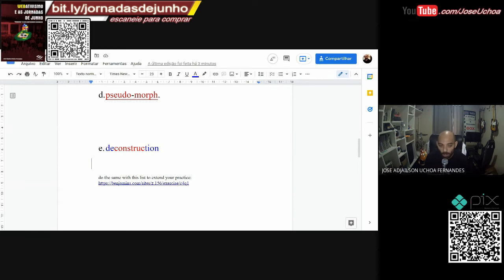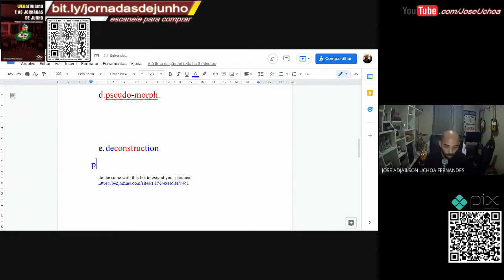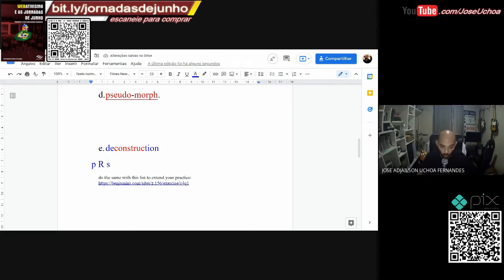Now, is it reasonable for you that deconstruction means undoing something that was constructed? I think it is. That's the meaning. Good. So we have a prefix, we have a root, and we have a suffix. It would be the contrary of construction, the opposite of construction. Very good. So let's discuss this root.